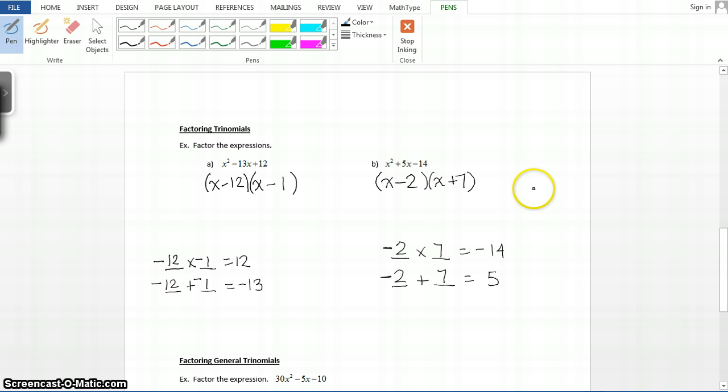You know, you can check these factoring problems. If you use the FOIL method to multiply it out and combine your like terms, you should end up with the trinomial that you started with. So that's how you do the reverse FOIL method for factoring trinomials. Here, these both have lead coefficients of 1.